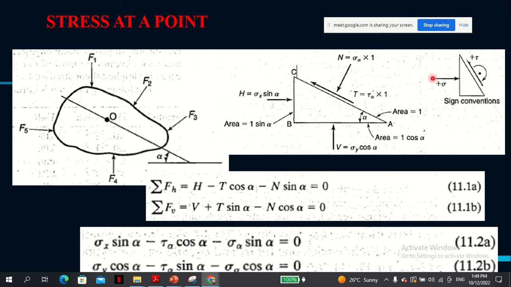So for the horizontal force, this is assumed to be positive. That means the stresses going the opposite direction are negative, and in the vertical direction this is positive, and the stresses in the opposite direction are negative. So one thing you need to learn also: these are called shear stresses. So for example, this is a shear stress, this is also a shear stress, which will turn into shear force.